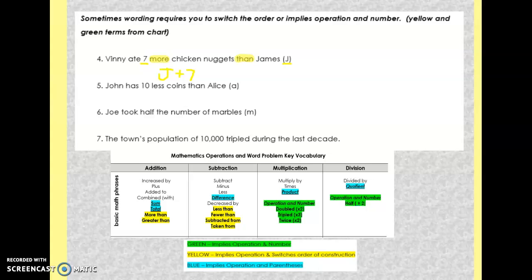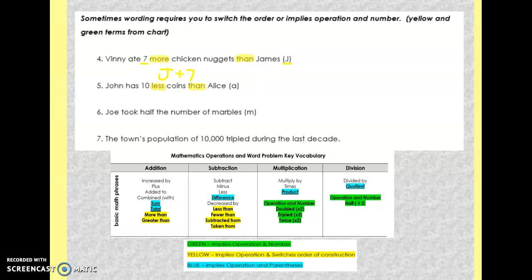Okay, taking a look at the second one here. John has 10 less coins than Alice. So then less than is also one of those keywords. So less than, and again, it is separated by coins because it tells you what context you're talking about.